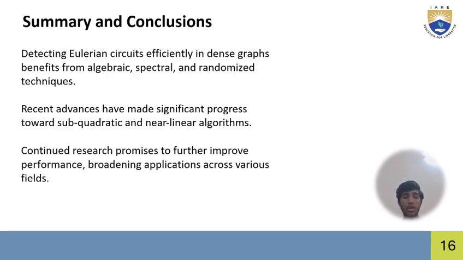Summary and conclusion. To summarize, detecting Eulerian circuits efficiently in dense graphs is a key challenge in modern graph theory. Algebraic, spectral, and randomized methods have shown significant improvements. Recent advances push us closer to subquadratic or near linear algorithms. With continuous research, we can expect broader applications and faster computation in real world systems.